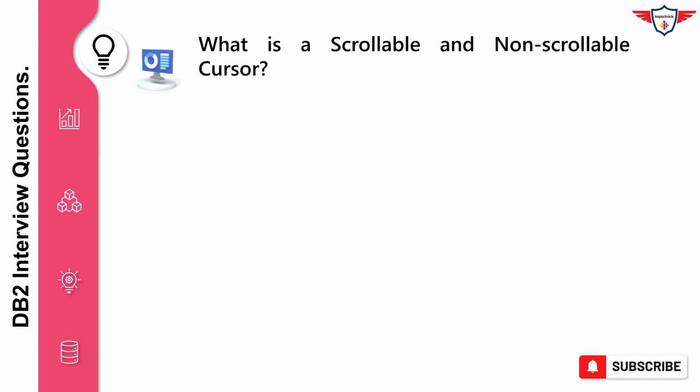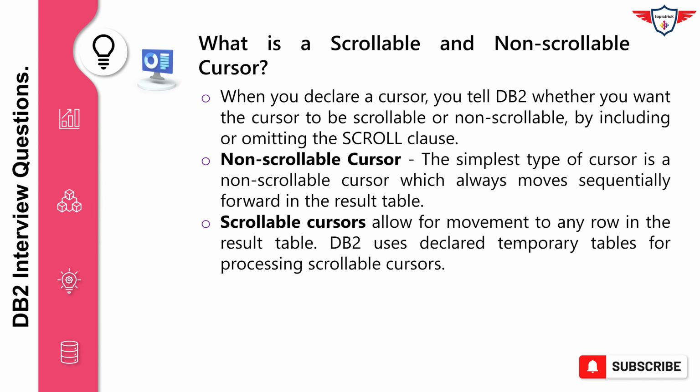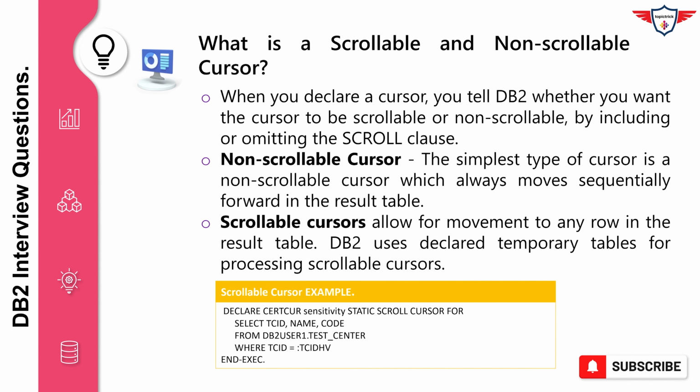What is a scrollable and non-scrollable cursor? When you declare a cursor, you tell DB2 whether you want the cursor to be scrollable or non-scrollable by including or omitting the scroll clause. This clause determines whether the cursor moves sequentially forward through the dataset or has random access to the dataset. The simplest type of cursor is a non-scrollable cursor, which always moves sequentially forward in the result table. When a cursor is opened, it is positioned before the first row in the result table. When the first fetch is executed, the cursor is positioned on the first row. The next fetch statement moves the cursor one row ahead for each fetch.